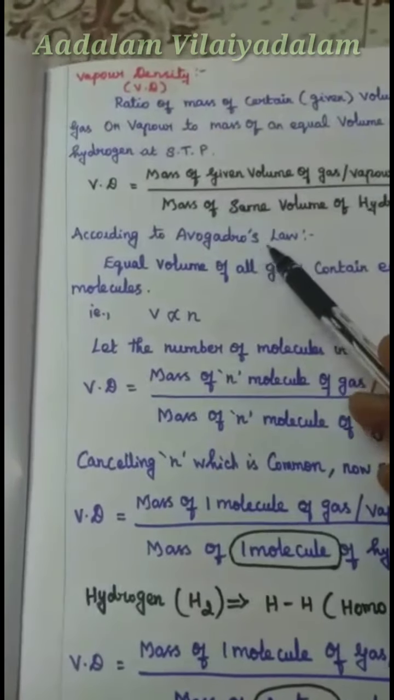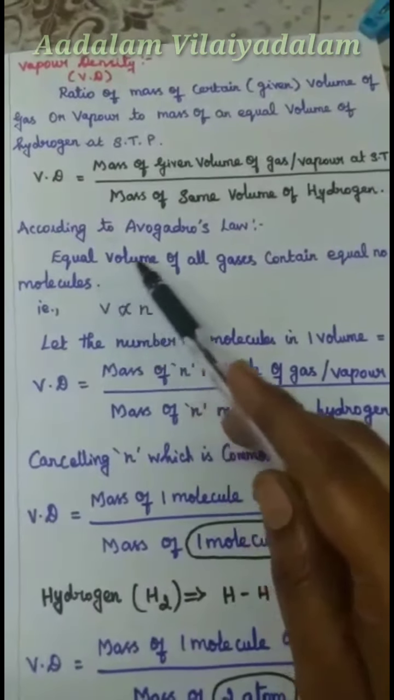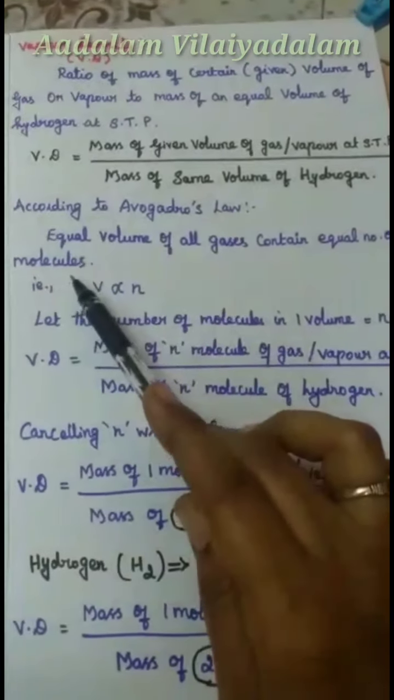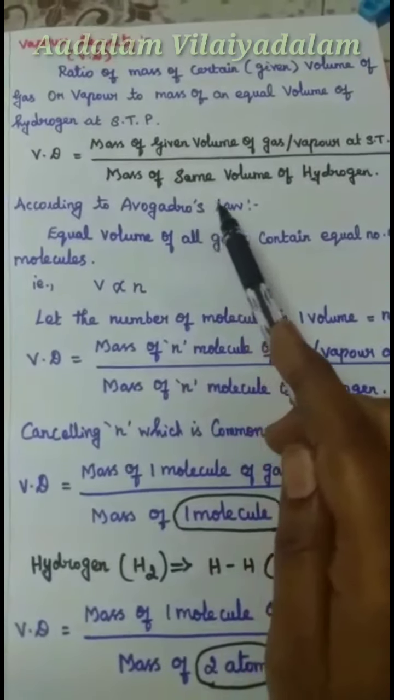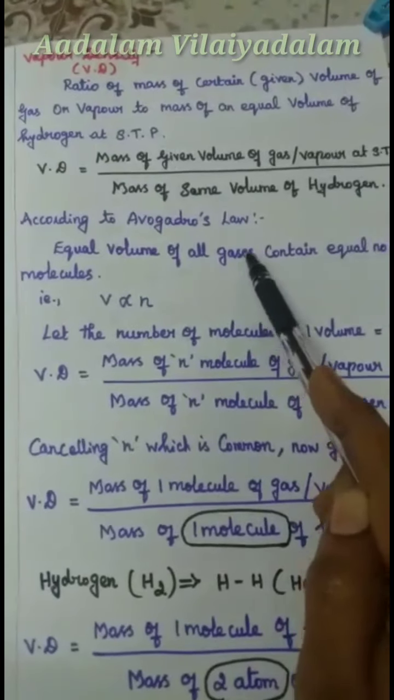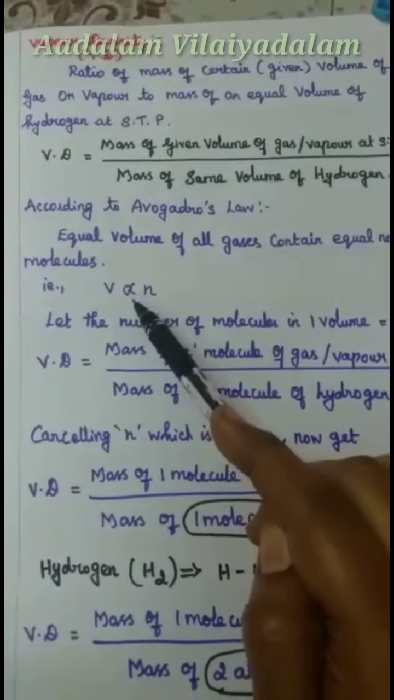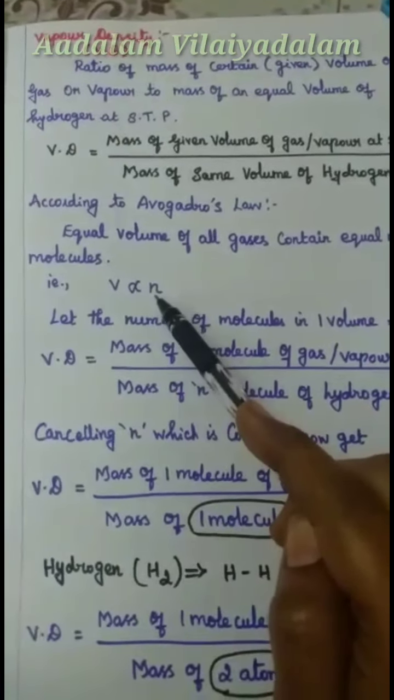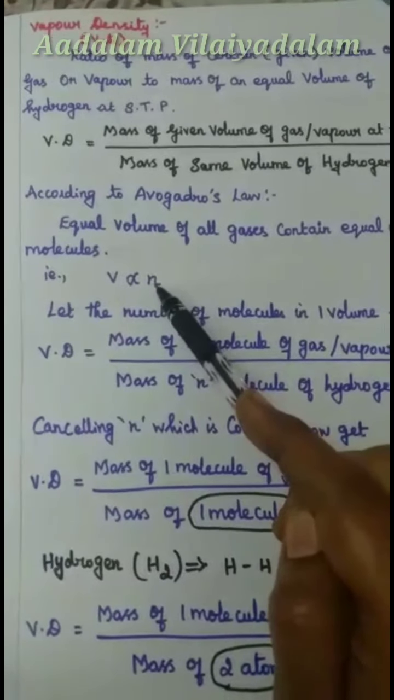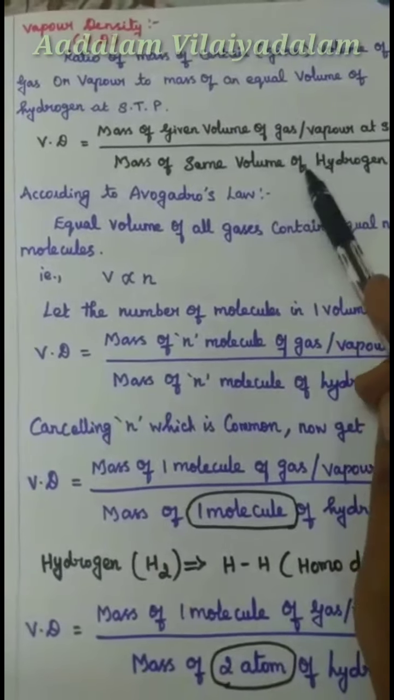And we already know about Avogadro's law. According to this law, equal volumes of all gases contain an equal number of molecules. That is, the Avogadro law states that equal volumes of all gases contain an equal number of molecules. Volume is directly proportional to the number of molecules. So, the volume of gas is equal to the number of molecules. So, we apply this Avogadro law to this vapor density formula.